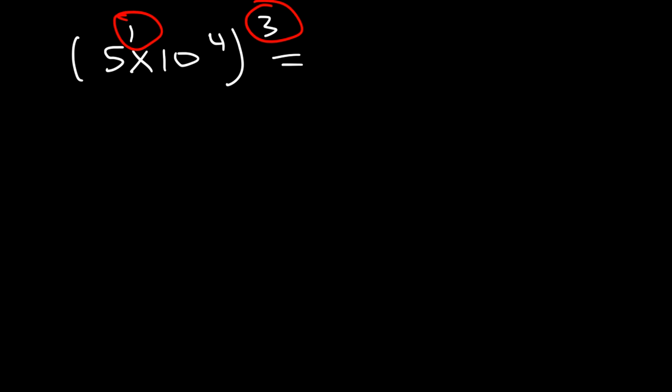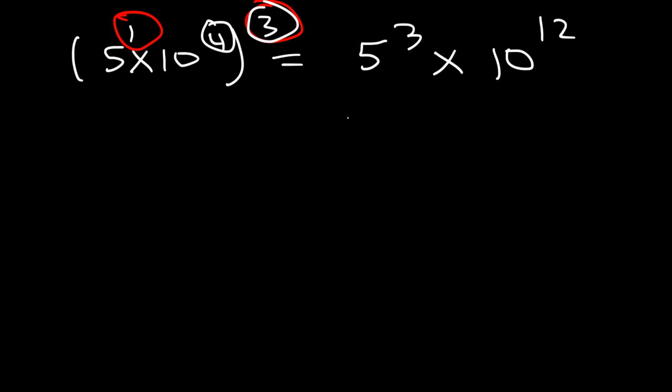Now what is 5 times 10 to the 4th raised to the 3rd power? So let's distribute the 3. So we've got to multiply 1 times 3, which is 3, so it's 5 cubed, and then 4 times 3, which is 12, so 10 to the 12th. 5 to the 3rd power is 125.